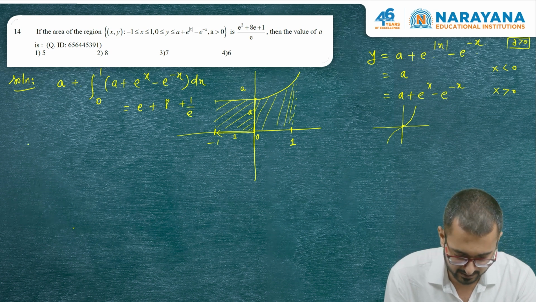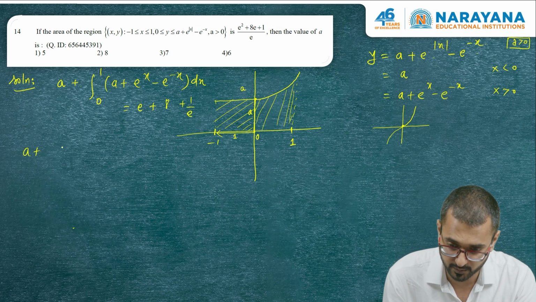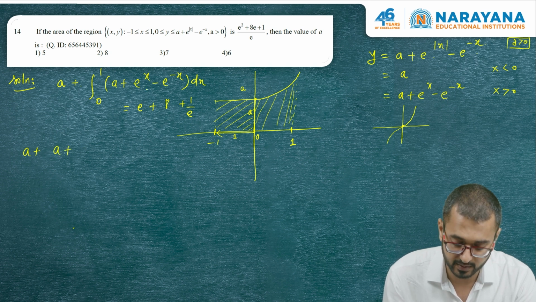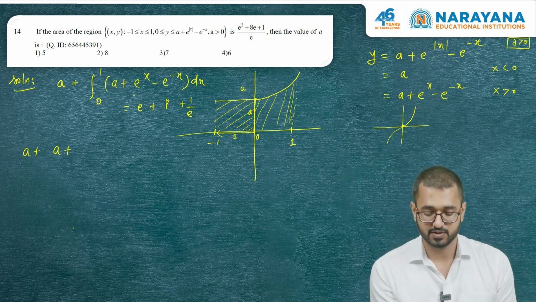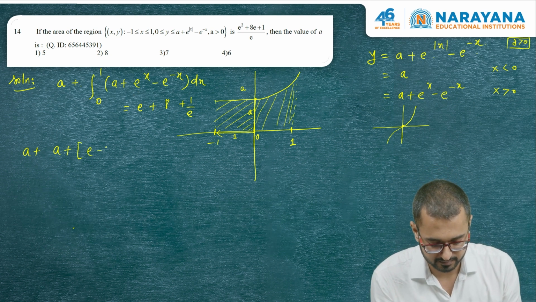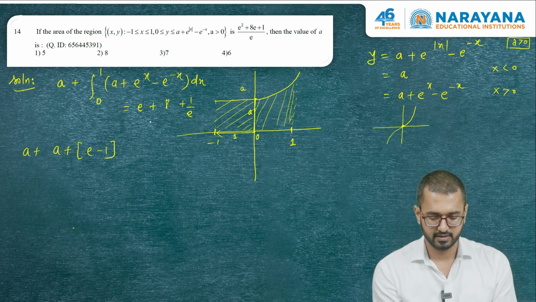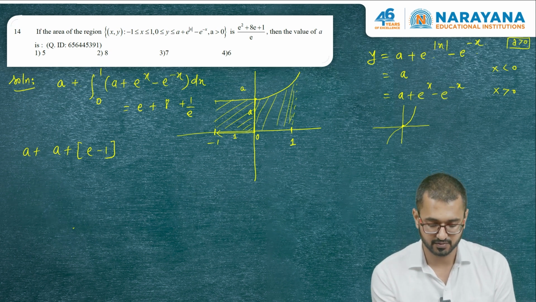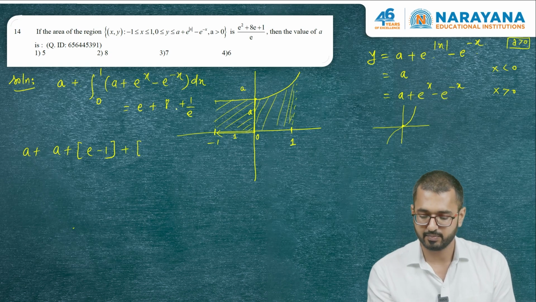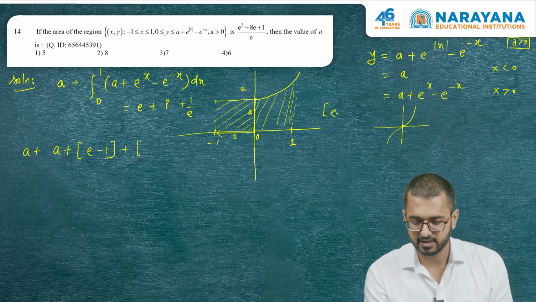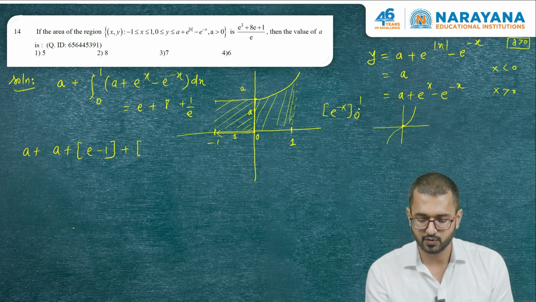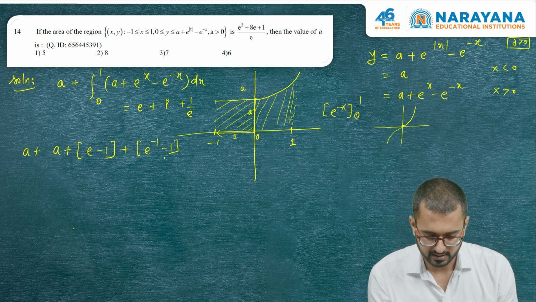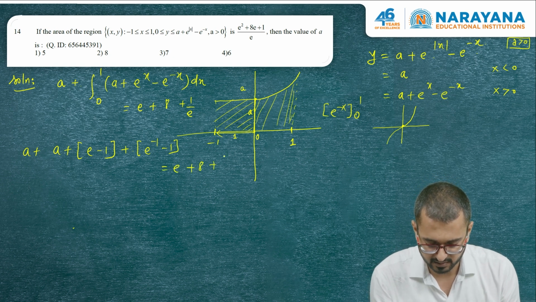So now this will give me basically a plus this integration, which turns out to be a plus e power x, integration is e power x itself, and we'll now plug in the limits from 0 to 1. So I'll be getting e minus 1, right, e minus 1. And then here e power minus x integration will give me e power minus x upon minus 1, so this plus it will become, and the limits I am taking from 0 to 1. So it will become e power minus 1 minus 1, alright, is equal to e plus 8 plus 1 by e.